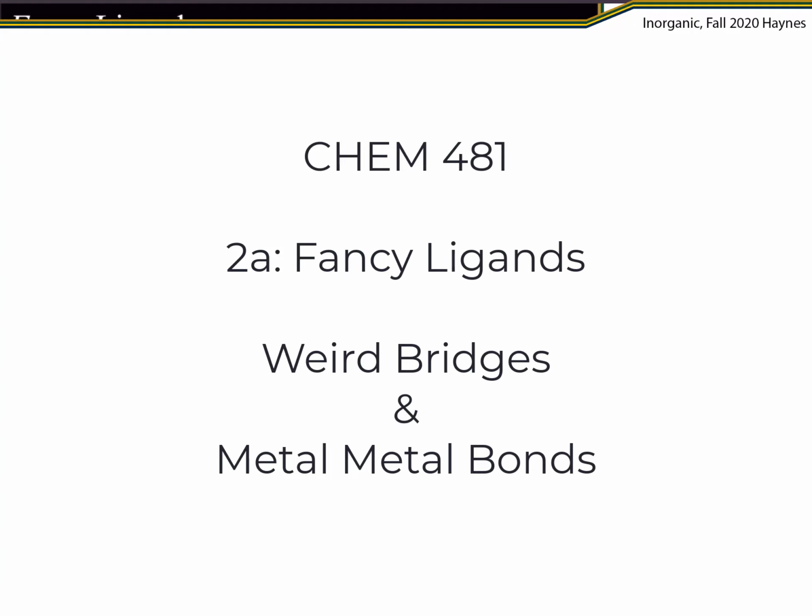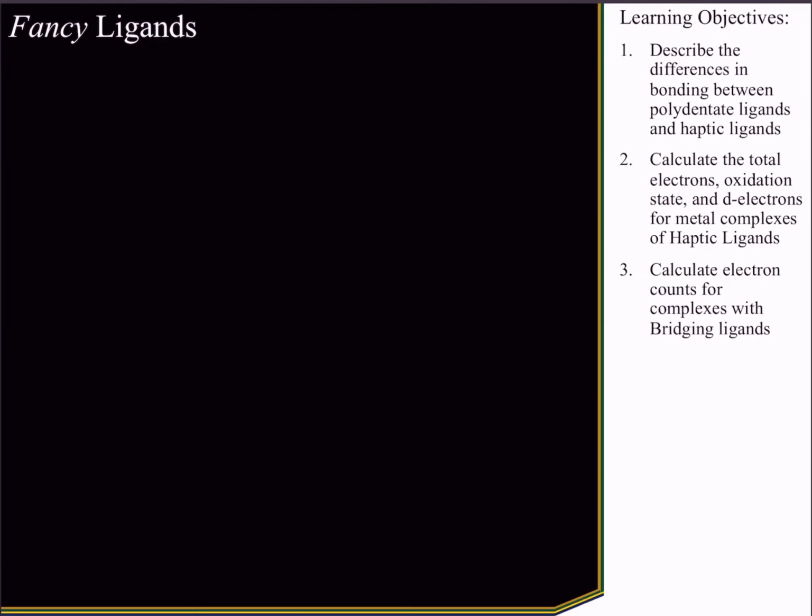So for this last part for our lectures, I'm going to lead off with three different examples that are beyond our pay grade to explain. It might make more sense when we talk about molecular orbital theory later, but this is highlighting a limitation of our electron counting formalism. And so we have some fancy kinds of bridging ligands to deal with.